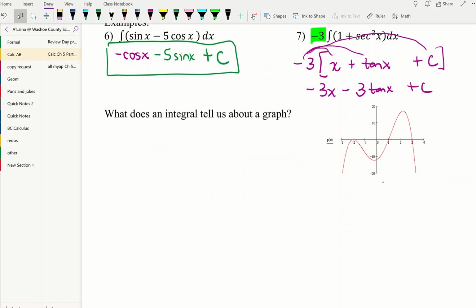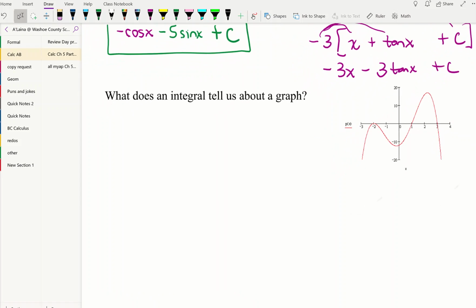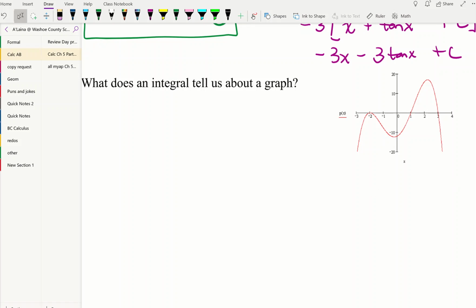An integral actually is going to tell us some information about a graph. And this will be something we are definitely going to take a deep dive into and explore a lot more. What an integral tells you when you're looking at a graph is the area between a function, maybe I'll call this graph f of x, and the x-axis.